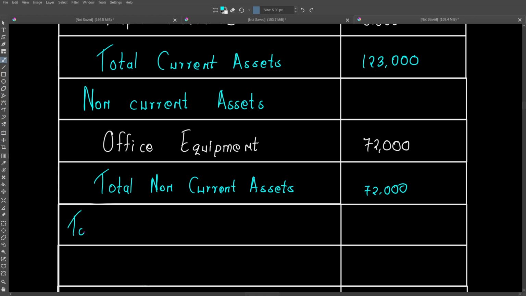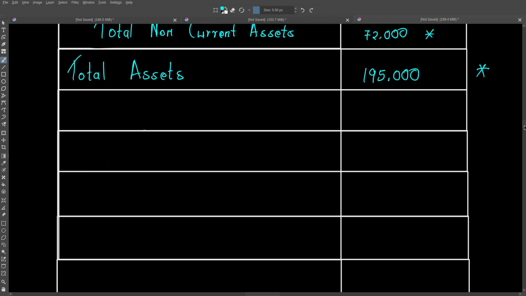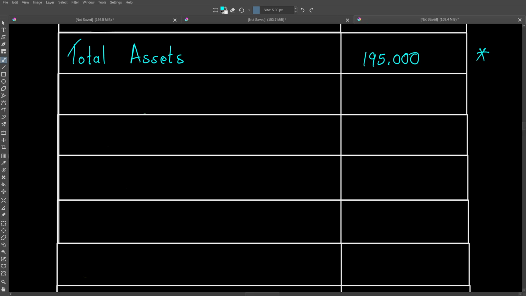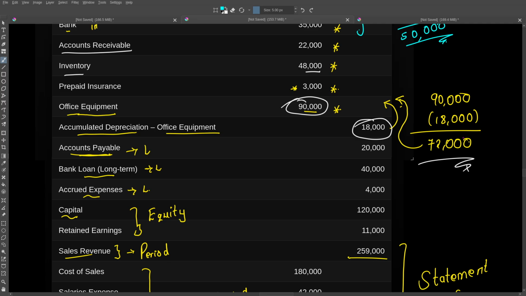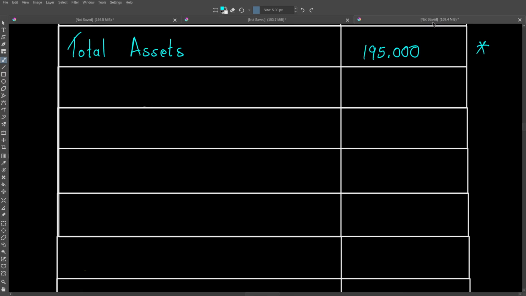Let us look at the total assets. That is a summation of the current and non-current assets, which is going to give us 195,000. So note we have total assets of 195,000. Now let us look at the next section. Let us start with equity.